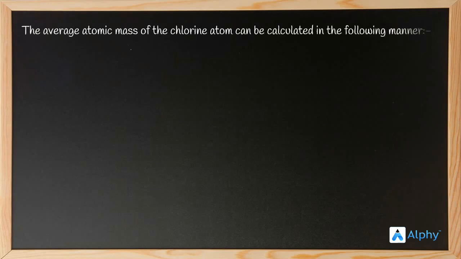Now the question arises, if an element has many isotopic forms, then what should be considered as the mass of the atom? The average atomic mass of the chlorine atom can be calculated in the following manner. You already know that chlorine has two isotopic forms, that is chlorine-35 and chlorine-37. So the average mass of the chlorine atom can be calculated in the following manner.